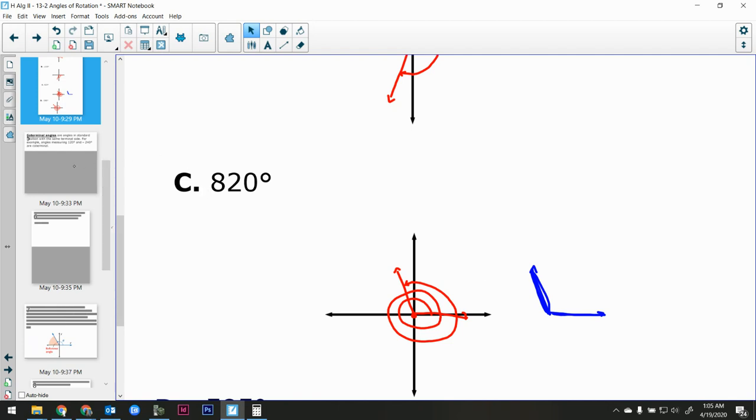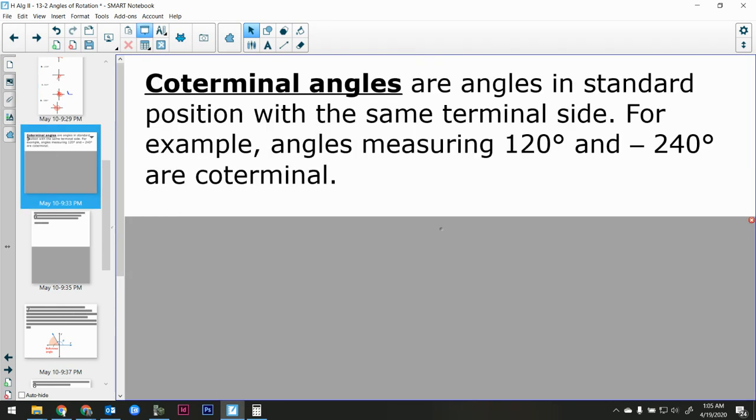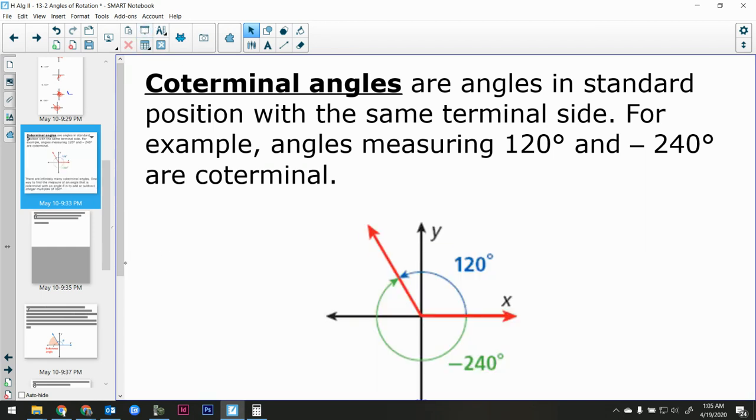Well, it all depends on how much it actually opened up, because 100 and 820 are called coterminal angles. Coterminal angles are angles in standard position with the same terminal side. For example, 120 degrees and negative 240 degrees are coterminal. Take a look. Don't they land at the same spot?